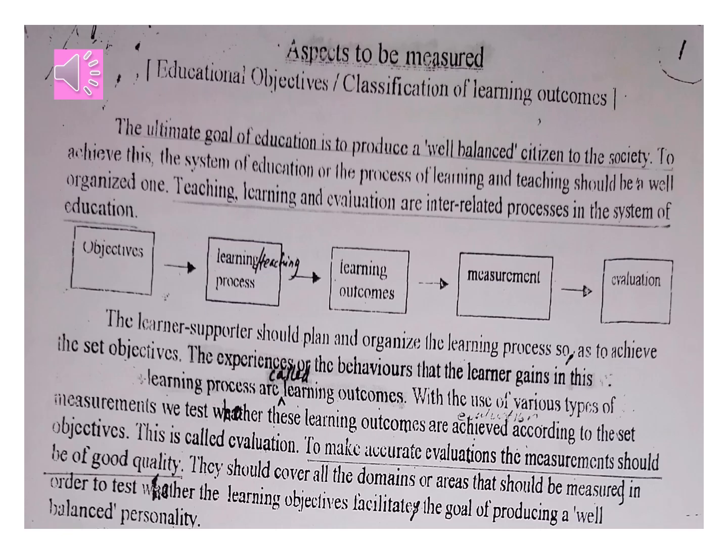This is called evaluation. We test and we see, we get marks, and based on the marks we make judgments, right? Whether we have achieved the set objectives. To make accurate evaluations, the measurements should be of good quality. To make accurate judgments, the marks should be of good quality.